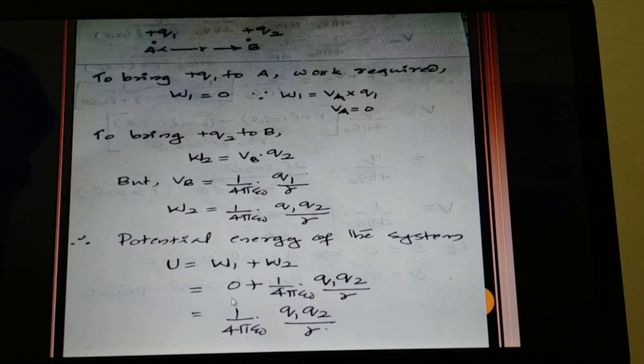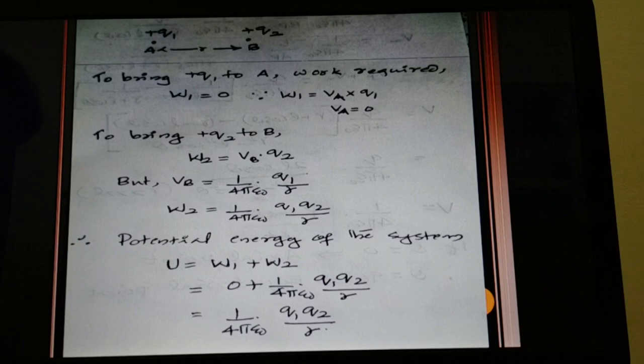What is W1? 0. What is W2? 1 by 4 pi epsilon 0 Q1 Q2 divided by R. So the net potential energy of the system will become 1 by 4 pi epsilon 0 Q1 Q2 divided by R. Is it okay? So this is the net potential energy of a system.